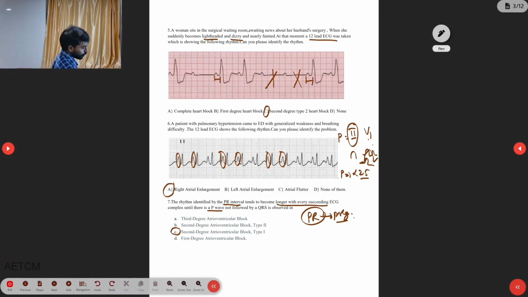can be categorized into two types: second degree heart block type 1 and second degree heart block type 2. In second degree heart block type 1, you can see progressive prolongation of the PR interval followed by the drop of one QRS complex. That is second degree heart block type 1. Whereas in second degree heart block type 2, you can see a fixed PR interval followed by the drop of 2 or more QRS complexes. That is the difference between type 1 and type 2 second degree heart block. So here the answer for this question is second degree atrioventricular block type 1, C.